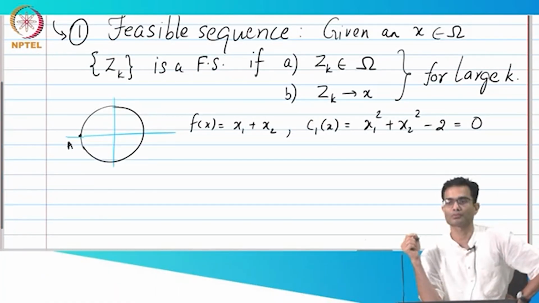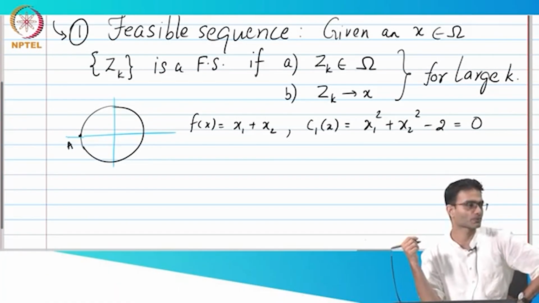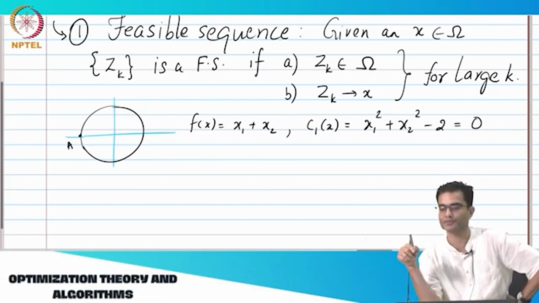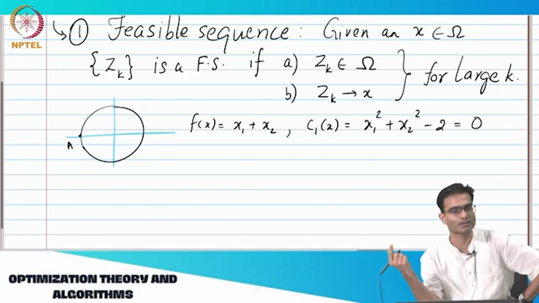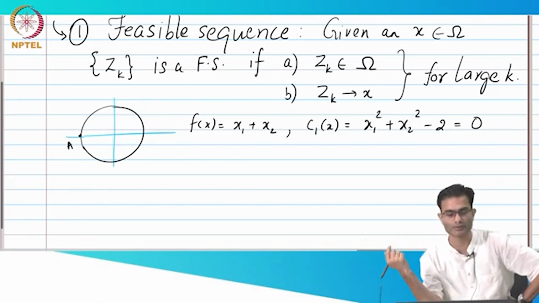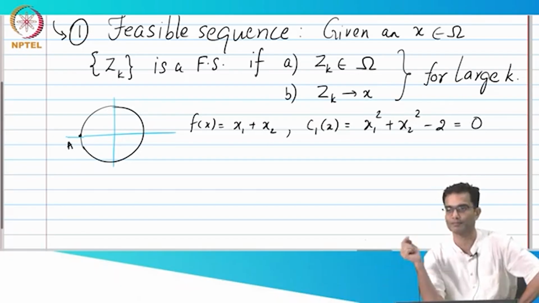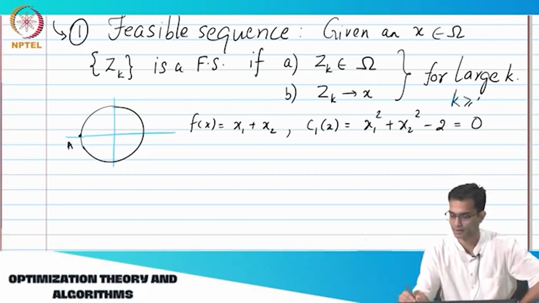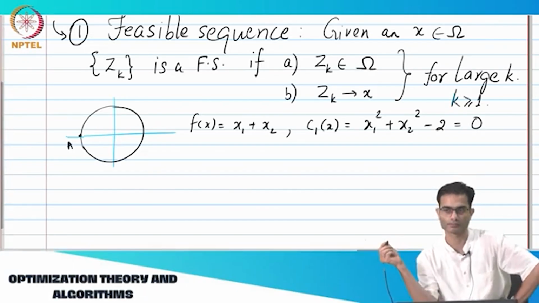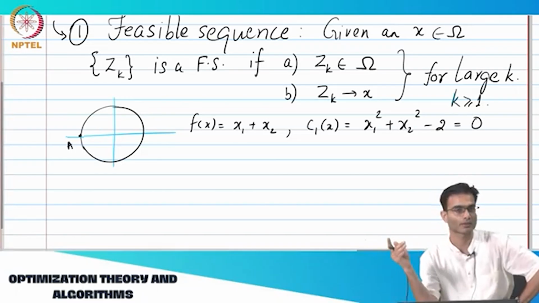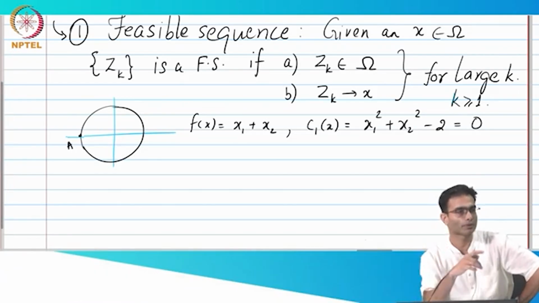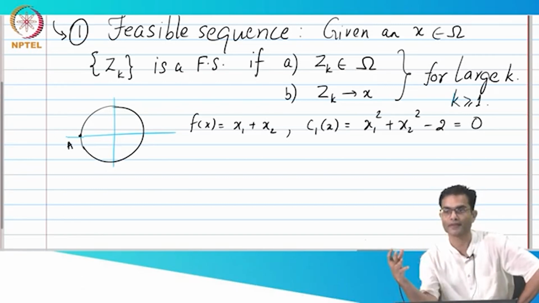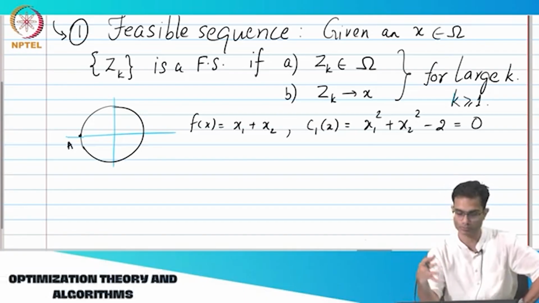Now I want to give you an example of what a feasible sequence is. Remember, I am saying that z_k, the sequence member, should belong to the feasible set, but for large values of k. You can assume without loss of generality that k begins from 1, k greater than or equal to 1, just a matter of numbering. For large values of k, all of these z_k's begin to live on the feasible set omega and should finally approach this value x.